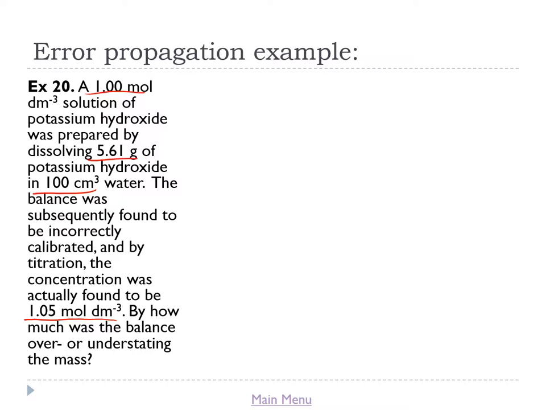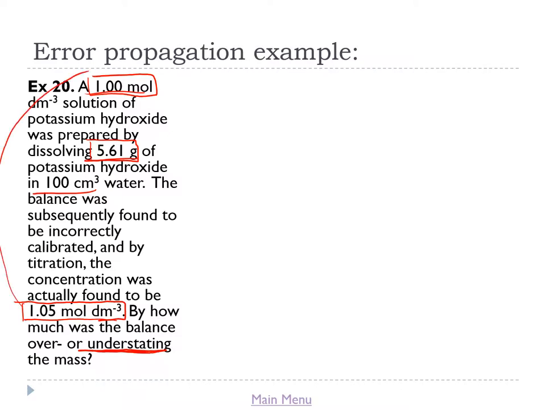So, let's just have a look at the logic of this. If the concentration is actually greater, it means that the mass of potassium hydroxide we used must have been actually more than 5.61 grams. Therefore, the balance must be understating and giving a value that is lower than what was really there. How much lower? Well, let's have a little look. It was claimed to be 5.61 grams, which would have produced a 1 molar solution, but it actually produced a 1.05 molar solution. So the difference will be the difference in the concentrations multiplied by that mass.